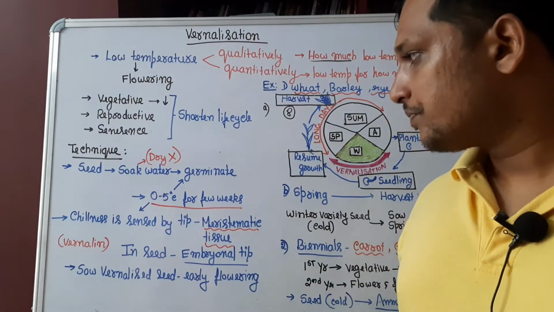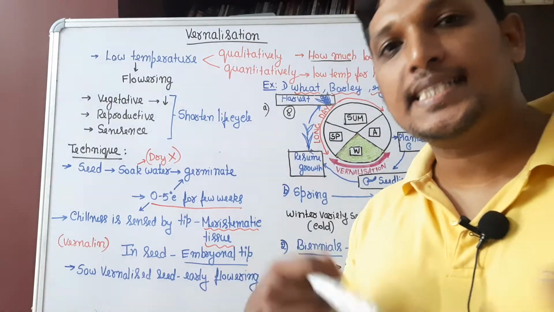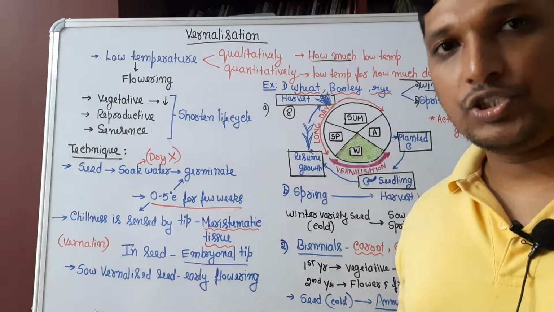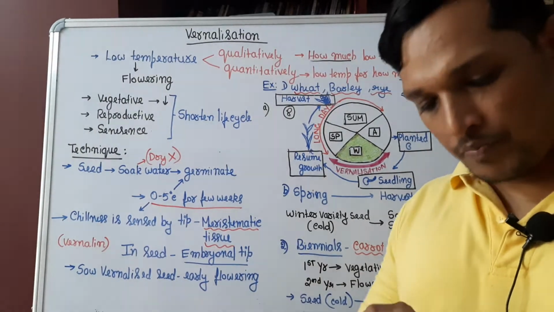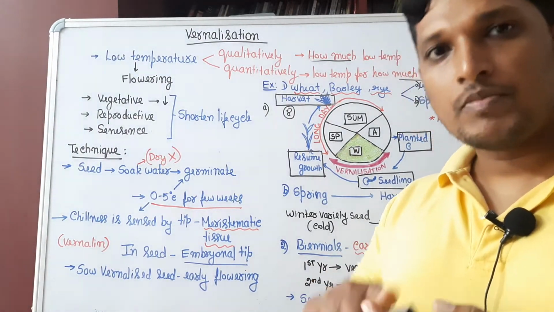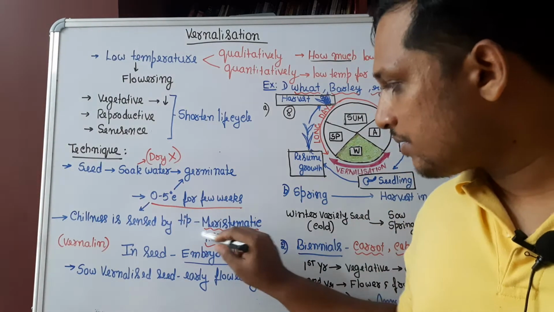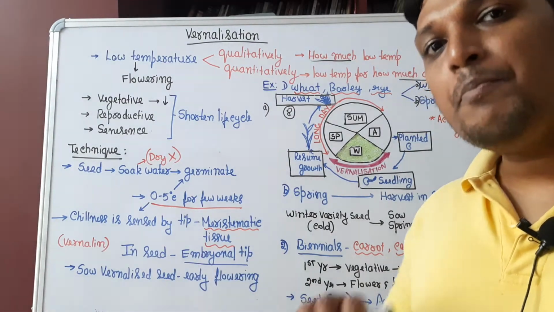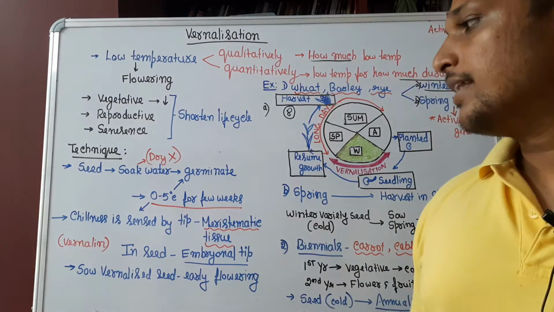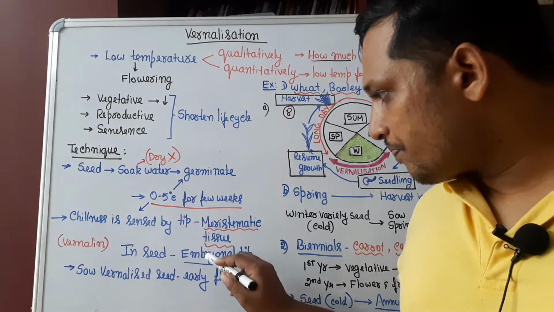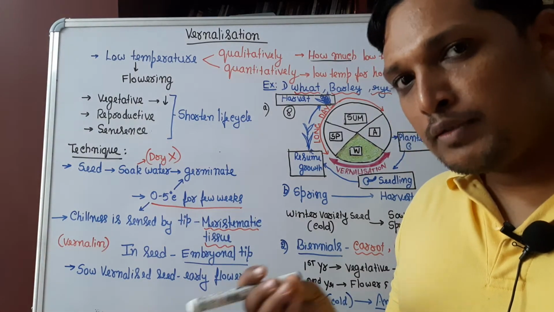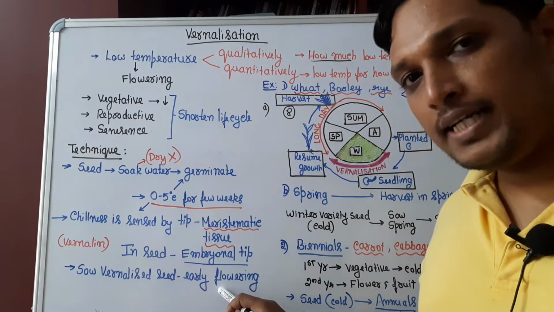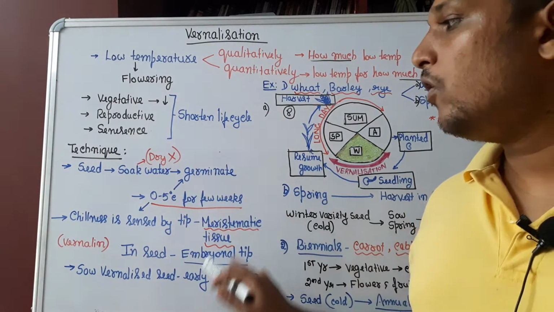a few weeks. Who will sense that cold temperature? Chillness is sensed by meristematic tissue. Meristematic tissue can be the root tip, shoot tip, or leaf tip. So any meristematic tissue will be sensing it. If it is a seed, the embryonal tip of the seed will be sensing the cold temperature. Then you take such cold-treated seed and sow them, and you are going to get earlier flowering. So this is the whole technique.